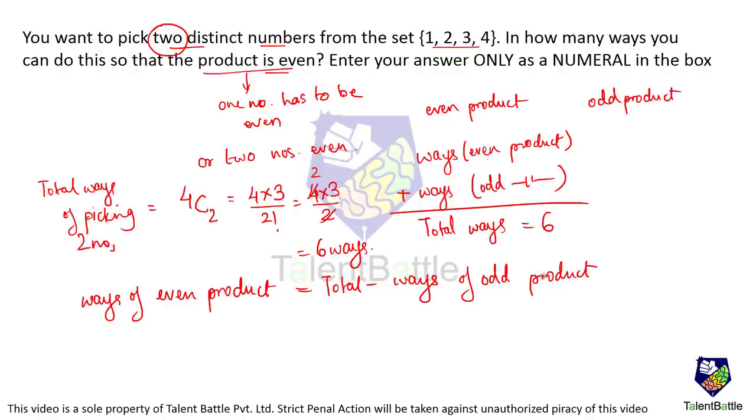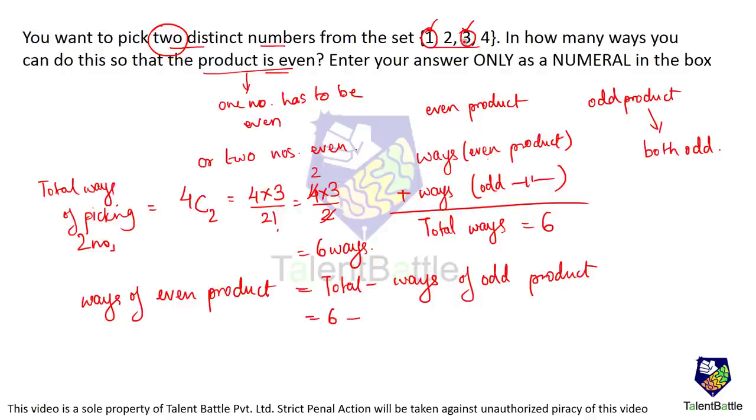So what you get is 6 minus how many ways I can get an odd product. For an odd product, both have to be odd. So there is only one way of choosing an odd product. Why? You choose 1 and 3. You want to pick two numbers, you have to choose 1 and 3.